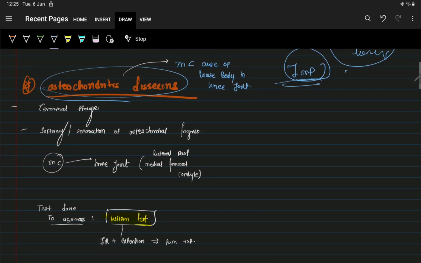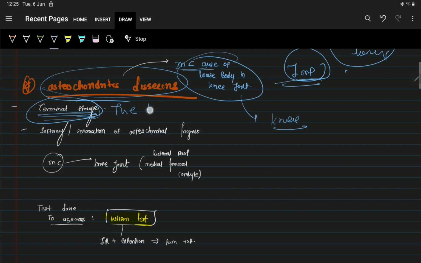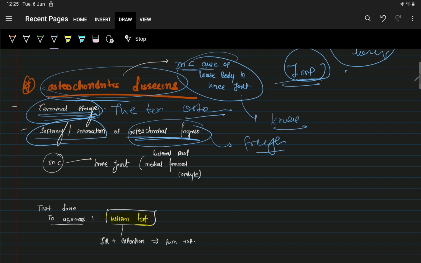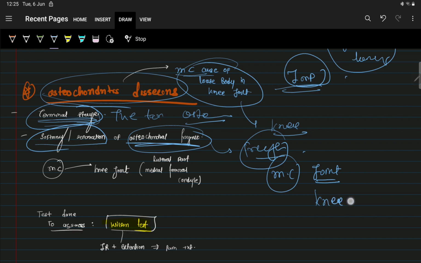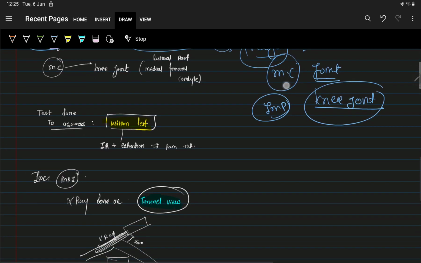Osteochondritis dissecans. Most common cause of loose body in knee joint. What will happen? It is the terminal stage of osteochondritis. Softening and separation of osteochondral fragment will occur. Most common joint in which this osteochondritis dissecans occurs is knee joint. Remember, this one is very important MCQ.